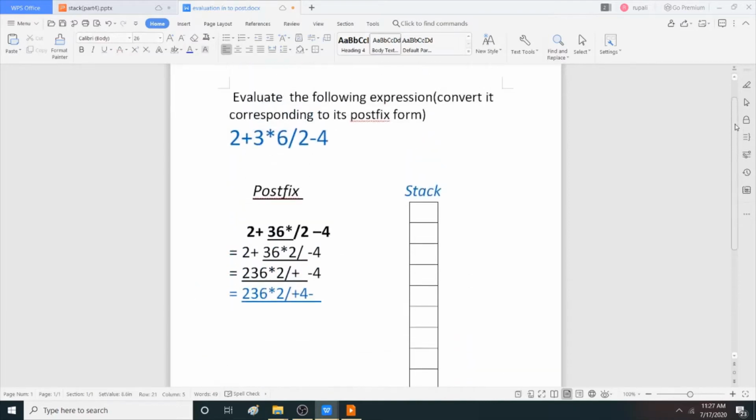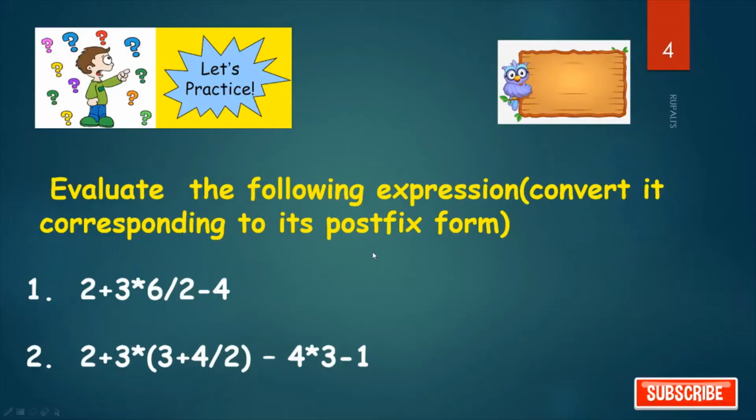Now, calculate it manually, means calculate it mathematically. You get the same result. The result is 7. So, in this way, you can evaluate a postfix expression. Now, your task is to try to evaluate this expression and get the result. Practice this problem, and if you are facing any problem, then feel free to comment in the comment section.